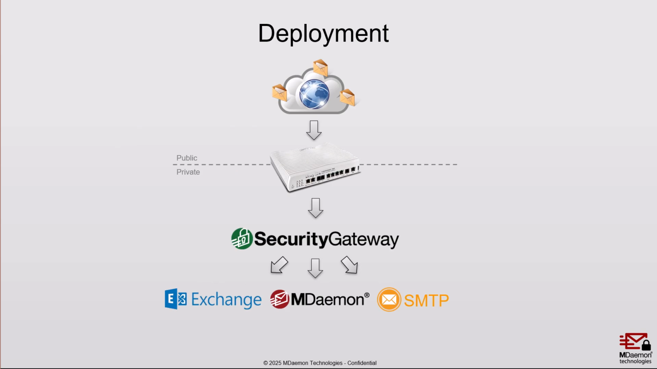So when you're deploying, Security Gateway sits between the public-facing internet and your mail server. So when inbound mail comes in, it goes through your router. It first reaches Security Gateway where email is filtered or scanned accordingly, and then messages that have been cleared or clean can be passed on to your mail server, whether that be Microsoft Exchange, Office 365, MDaemon, or any other type of mail server.